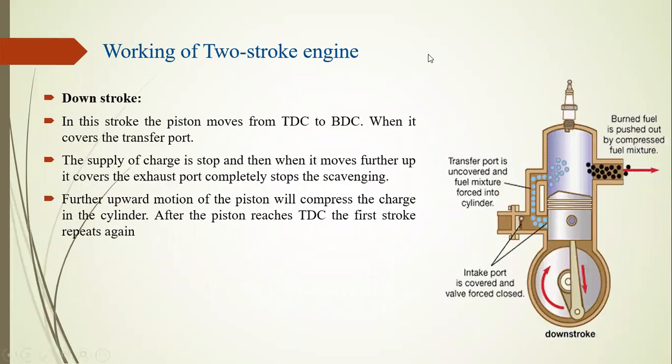Downstroke. In this stroke, the piston moves from top dead center to bottom dead center, covering the transfer port. Here in the position view, the piston moves from its top dead center to bottom dead center, which means the piston moves in a downward direction. At this time, the exhaust port is uncovered by the piston so that the burnt fuel is pushed out.